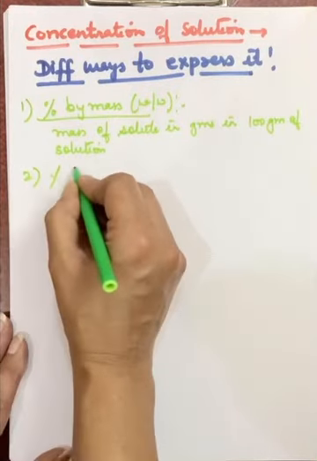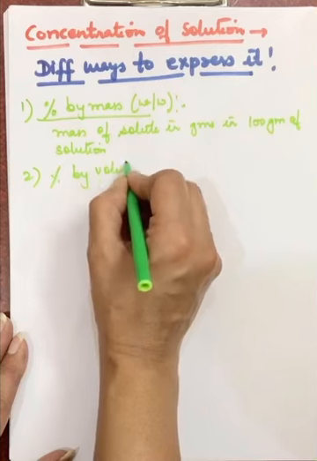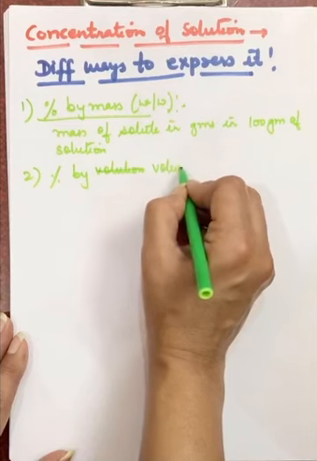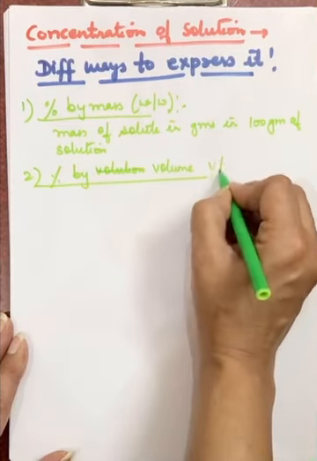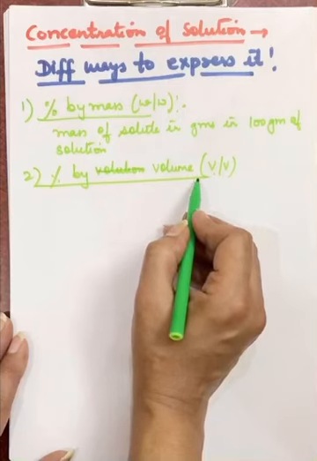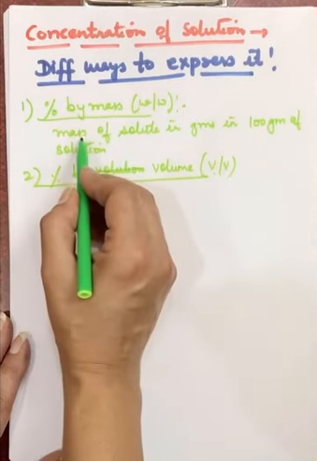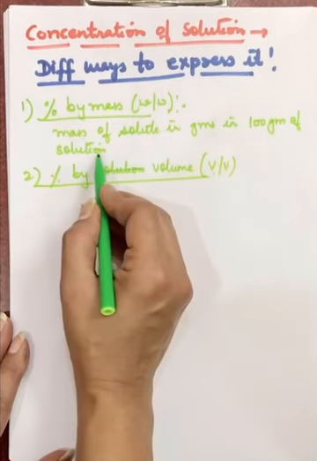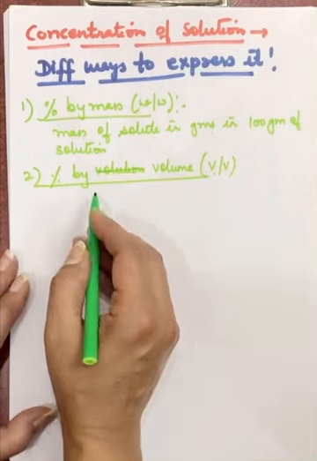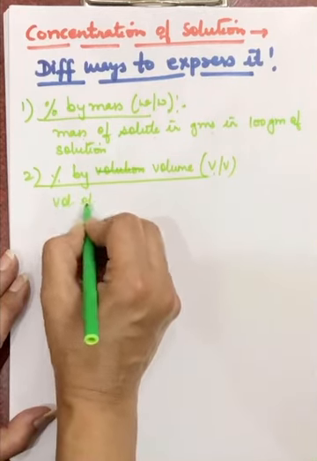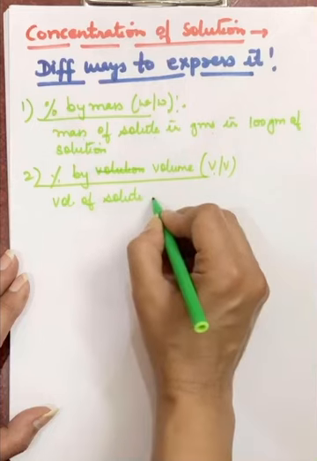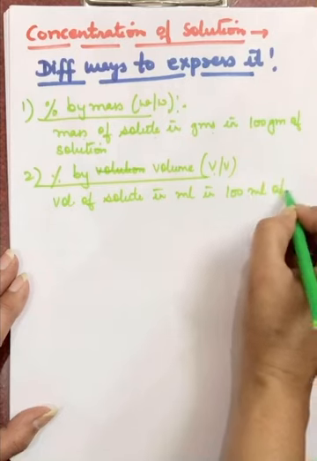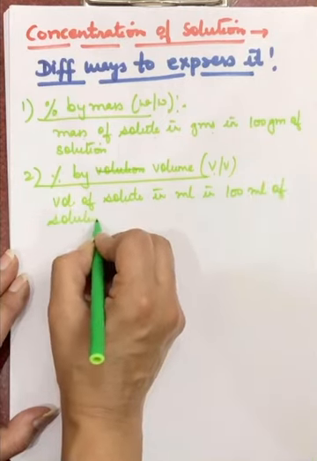Next is percentage by volume. This is used for liquid solutions when we have both the components in a liquid form. Percentage by volume is written as V by V. So in this case, instead of the gram, we will take the milliliters. Volume of the solute in milliliters in 100 ml of the solution is called percentage by volume.